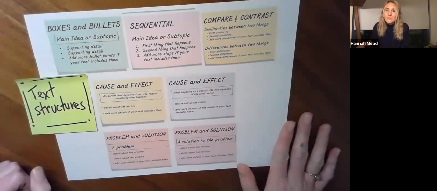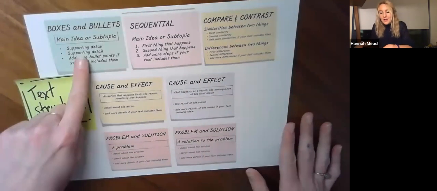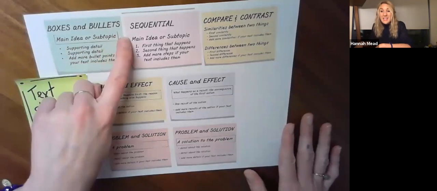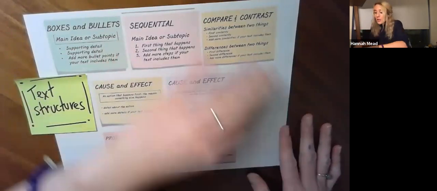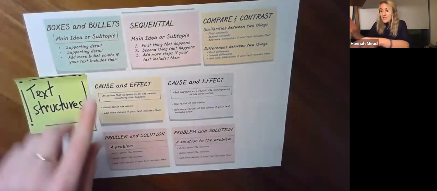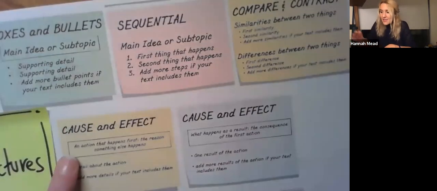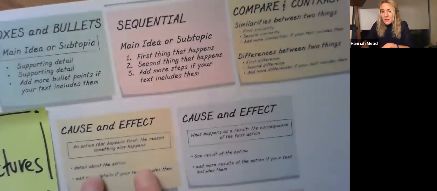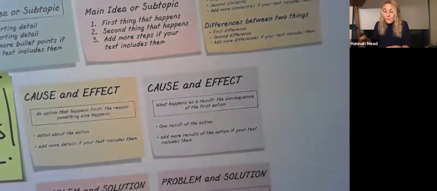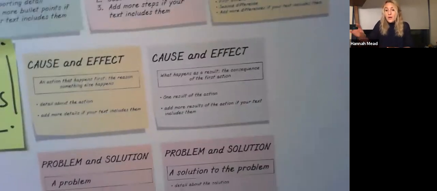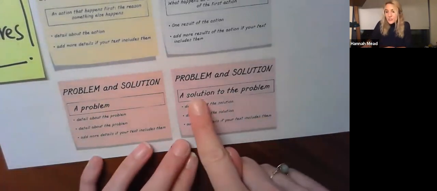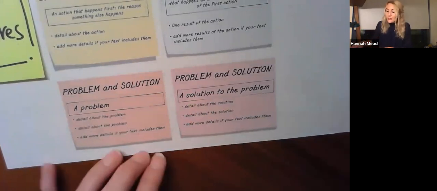What feels totally unfamiliar? Boxes and bullets, main ideas, supporting details, sequential, so maybe that's like a timeline or chronological order, comparing and contrasting, cause and effect. You have two ways that could go. It might start with the action and then explain how something happens. Or it might start by saying what happens as a result of something that happened before an action. Problem solution also has two ways it can go. It might start with the problem, or it might start the opposite, where it tells you it's a solution to a problem that's already been established.